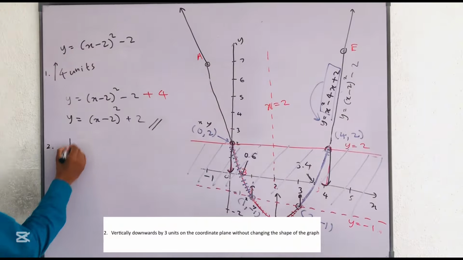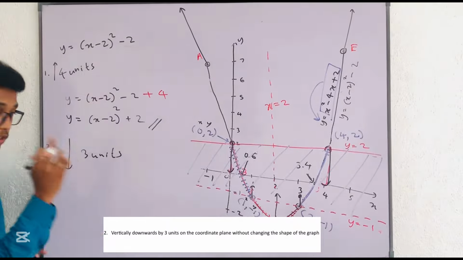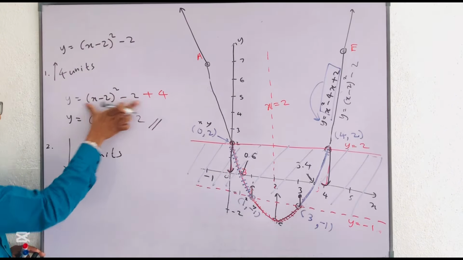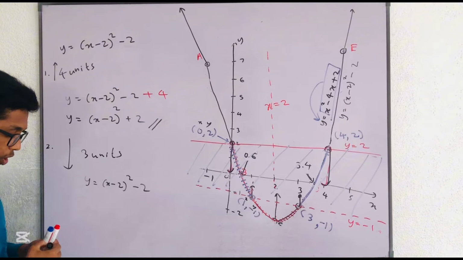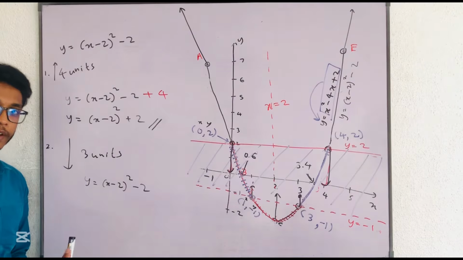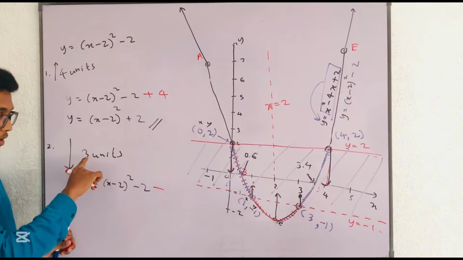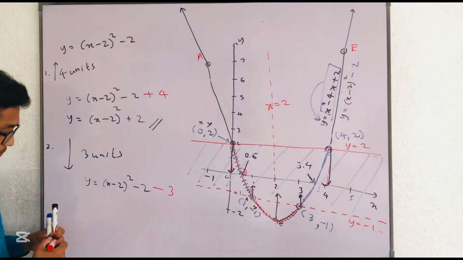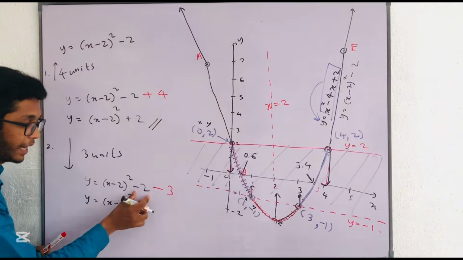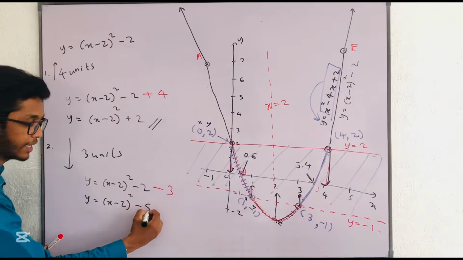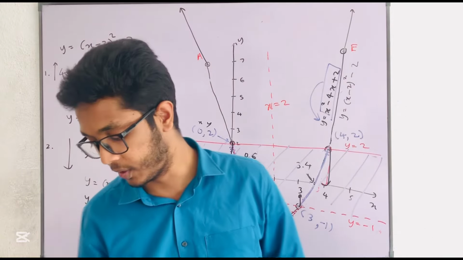the function that is obtained by taking this graph vertically downwards by 3 units. So what should we do? We have to subtract 3 from this function. The function is y equals (x minus 2) squared minus 2. From this function, because of taking to the downwards direction, we have to subtract. Subtract how many units? The number of units that we are taking. We are taking 3 units, so subtract 3. So we get the answer y equals (x minus 2) squared minus 3 minus 2, which gets simplified and we get the answer as minus 5. So that is the answer for question number 20, part 2.